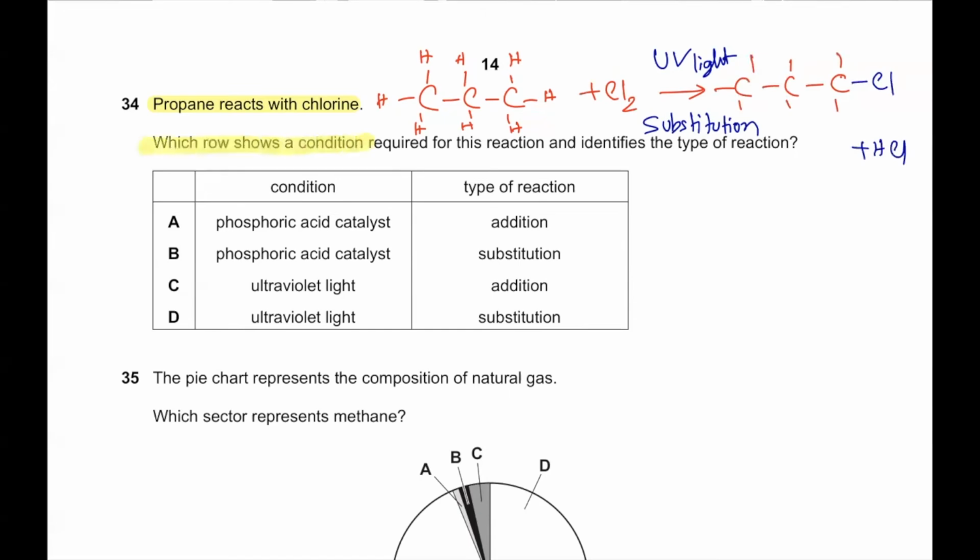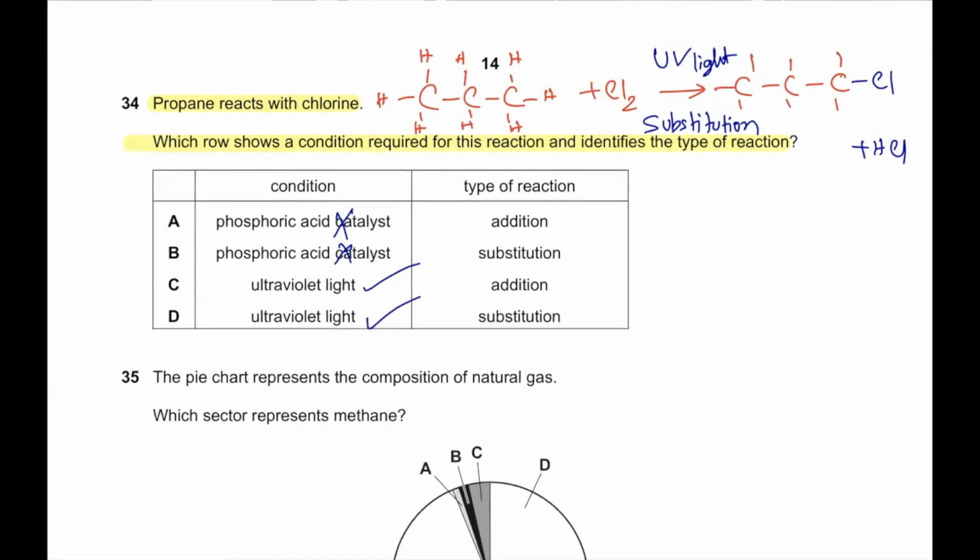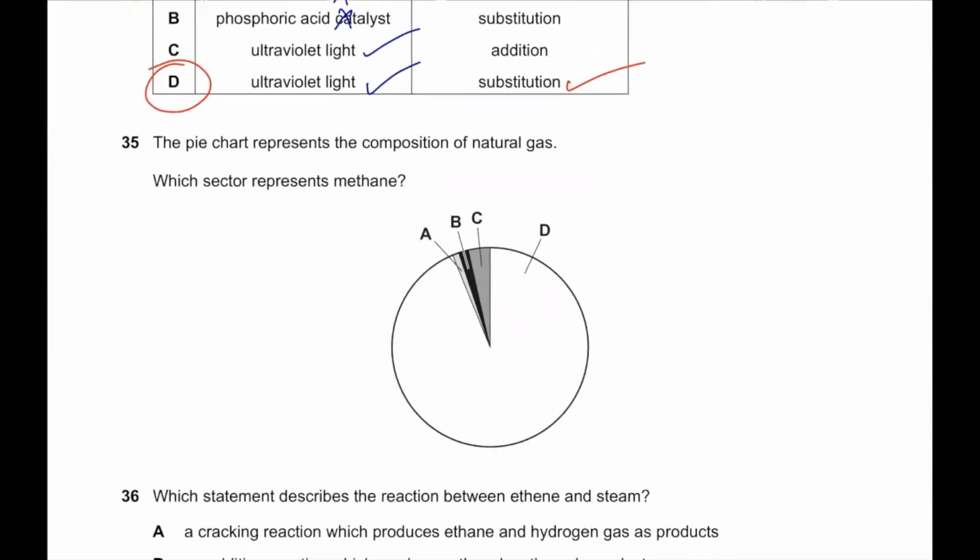So which row shows a condition required for this reaction and identifies the type of reaction? So ultraviolet light, definitely. Phosphoric acid catalyst, no. And this is a substitution reaction. So D is the correct answer. Question number 35. The pie chart represents the composition of natural gas. Which sector represents methane? Now, in natural gas, obviously, the largest proportion will be methane. So D will be correct. Methane will be the largest proportion.